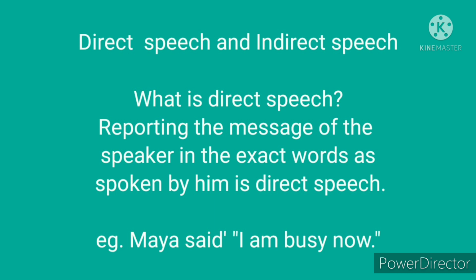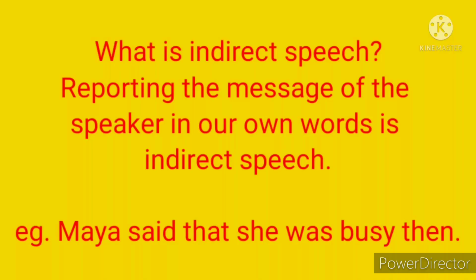Okay, we have two parts here. In direct speech there are two parts. One is the reporting part. "Maya said" is the reporting part and "I am busy now" is the reported part. The verb "said" in the reporting part is called a reporting verb and the verb "am" in the reported part is called the reported verb. So here, Maya said, "I am busy now," is a direct speech sentence.